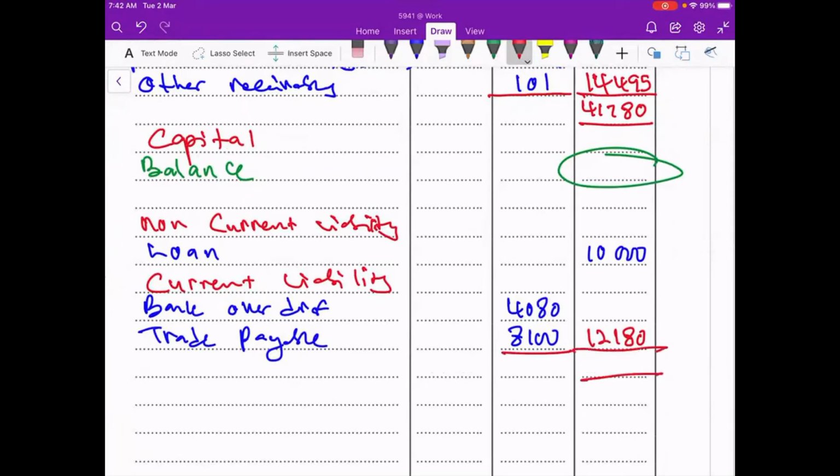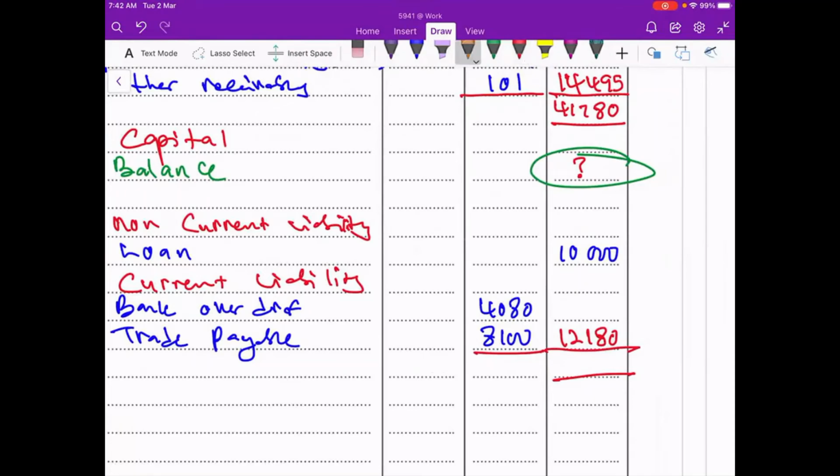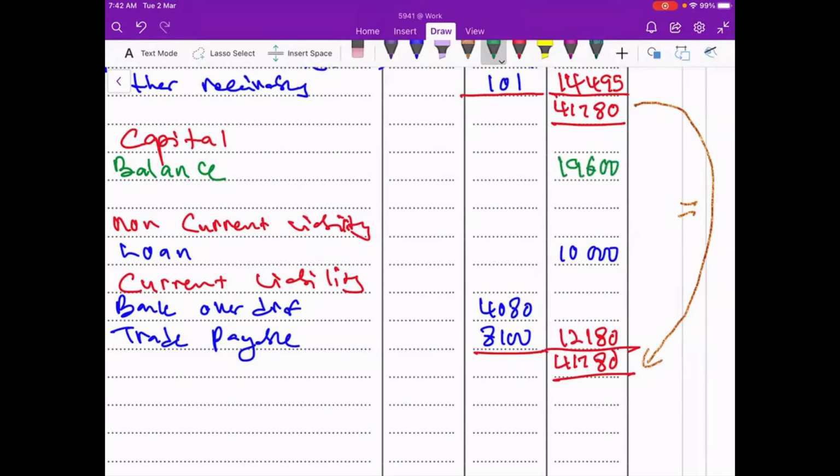Now we're going to balance up and calculate the capital. I don't know the capital, plus 10,000 plus 12,180, I will get the total. This total and this total will be the same. So my answer here will be 41,780 minus the total current liability, minus the total non-current liability, we will get the capital. My answer for capital is 19,600. Okay, that's it for the statement of affairs.